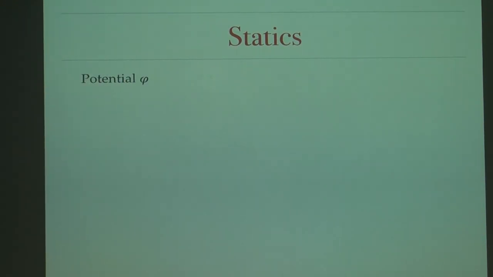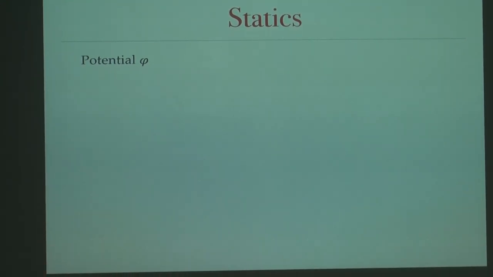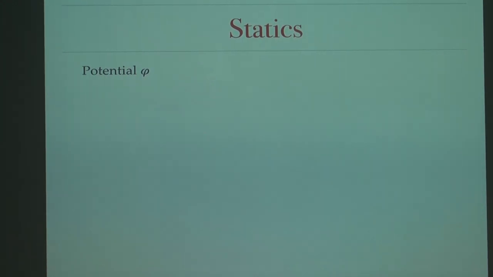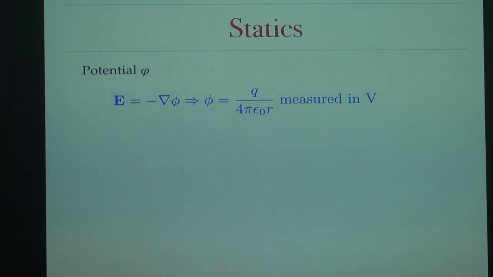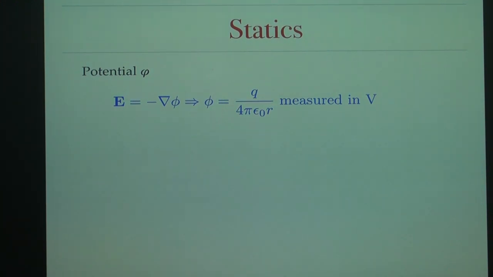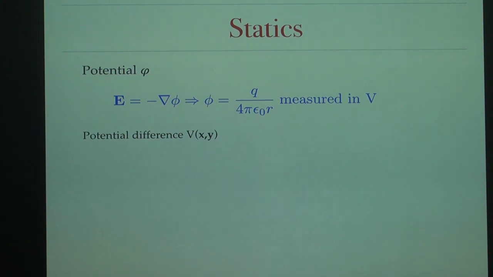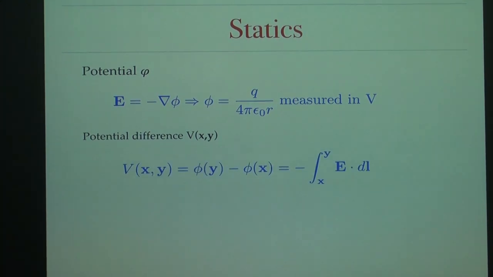Okay, so let's continue. The electric field is a vector field, and if there is no magnetic field present, then we can introduce a concept called electrostatic potential, and then the electric field is the gradient of a potential, and this potential is measured in volts. This is an expression for the potential created by a charge Q, and we can easily calculate it. Having the notion of a potential, we can define a potential difference between two points in the electric field, and that potential difference is then given by the line integral of the electric field.